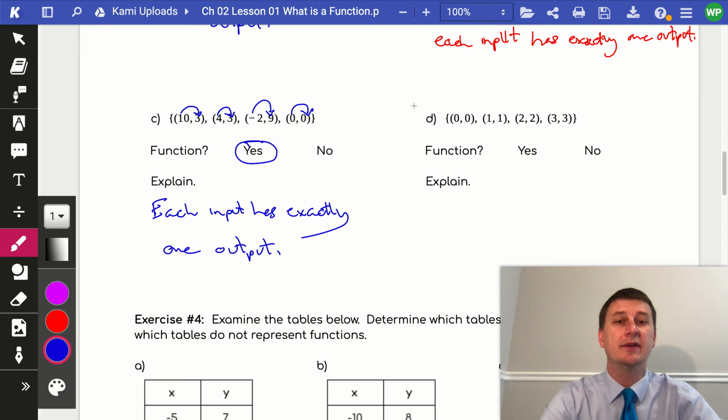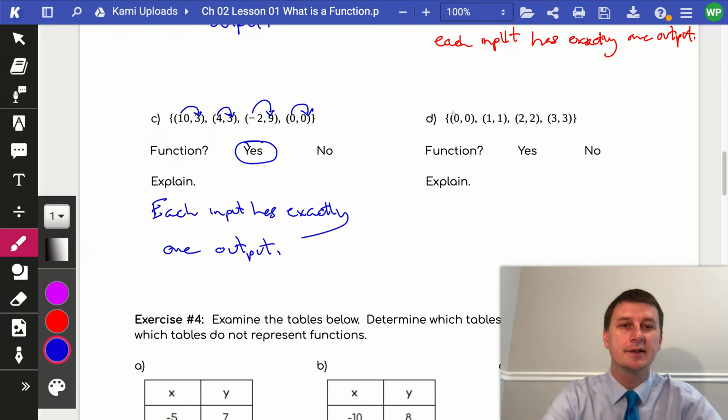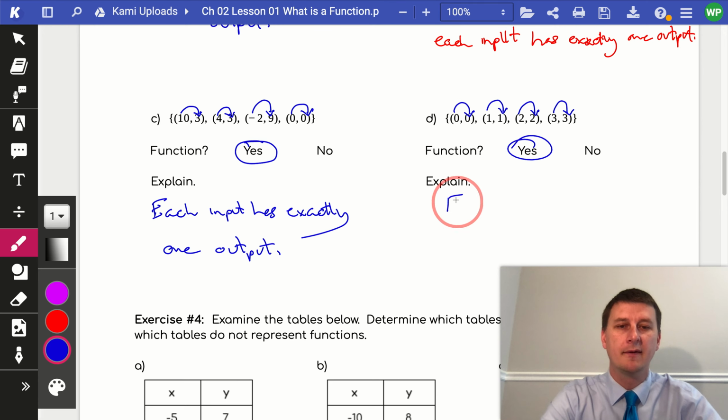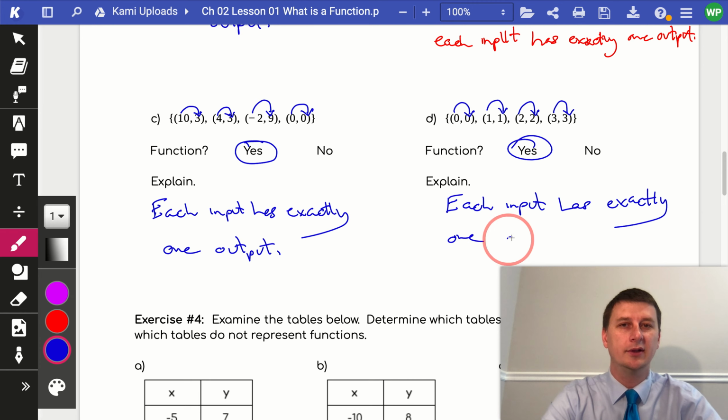And finally, in part D, we have (0, 0), (1, 1), (2, 2), and (3, 3). Well, it's trying to throw us off here by putting all the same numbers. We're not going to fall for this trap because 0 has an output of 0. There's no other zeros. 1 has an output of 1. There's no other 1s as inputs. 2 has an output of 2. There's no other 2s as inputs. And finally, 3 has an output of 3. There's no other 3s as inputs. So this sure is a function because each input, guess what, has exactly, fill in the blanks, one, there we go, you got it, output.